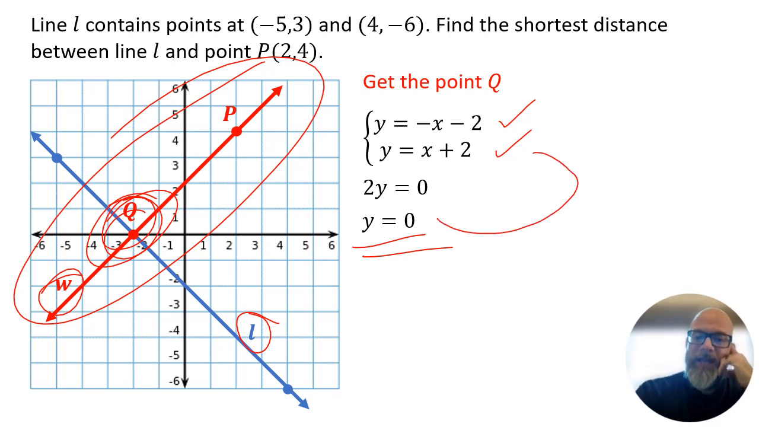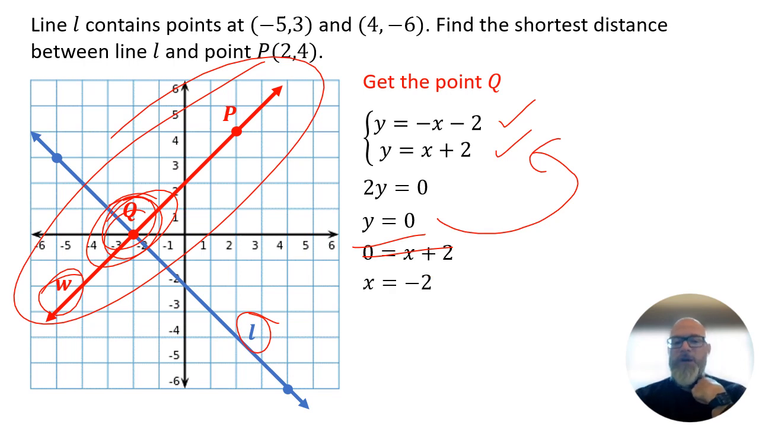So how are we going to get the other half? You plug y back into the system of equations. I'll do this in the second equation. 0 equals x plus 2. Therefore, x is equal to negative 2, and I get the ordered pair negative 2, 0. Now, my picture allows you to check to see if you got the right Q, and we did.